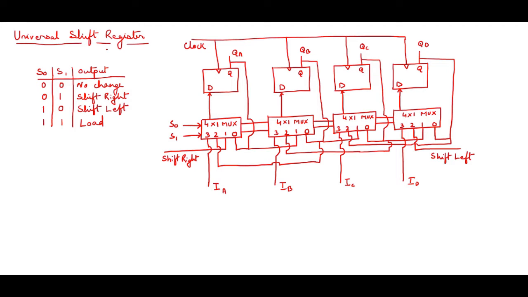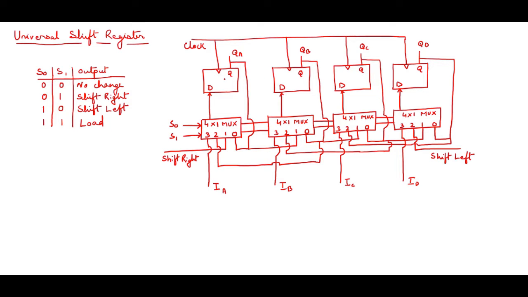That is, the data will remain as it is. There will be no change in the first condition. When the second condition, if I provide, the data will shift to the right side. The third condition, if I provide, the data will shift to the left, and if I provide the fourth condition, the fresh data will load into the register. So let us see how I have designed that.